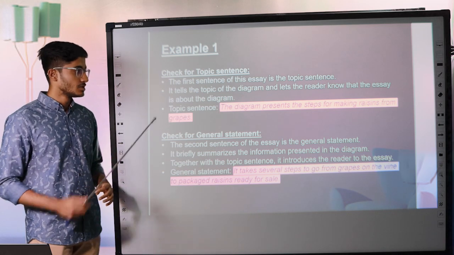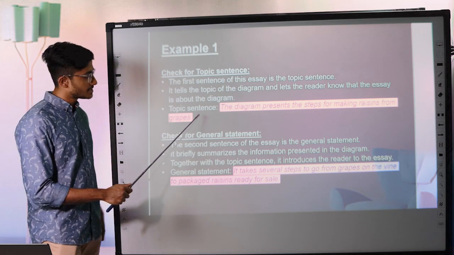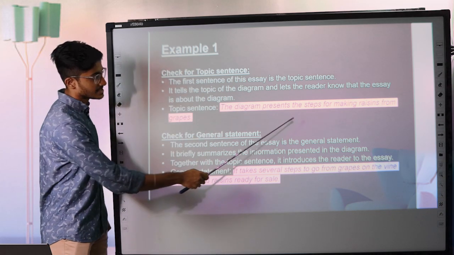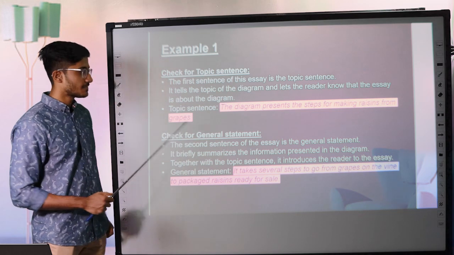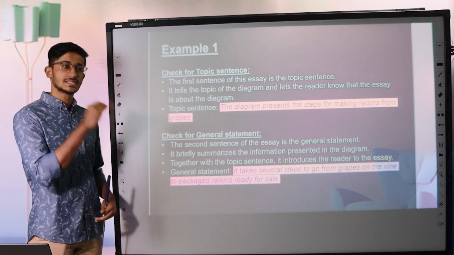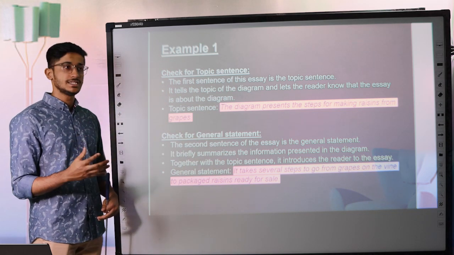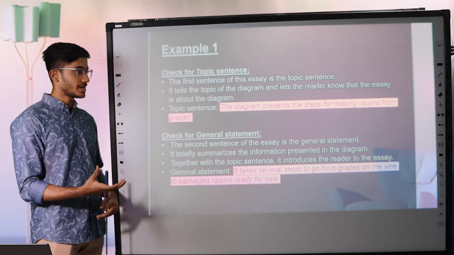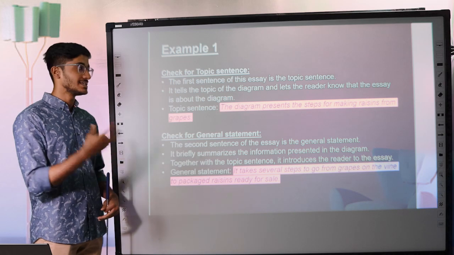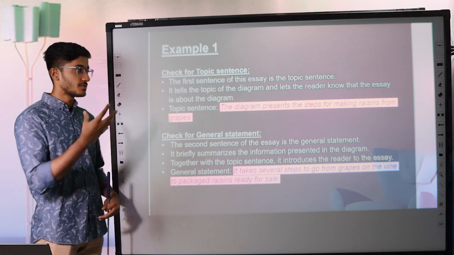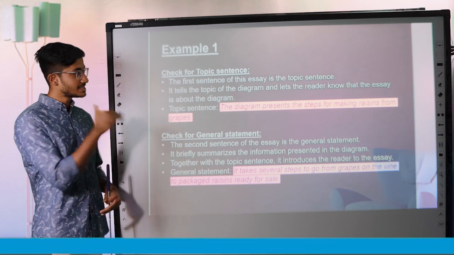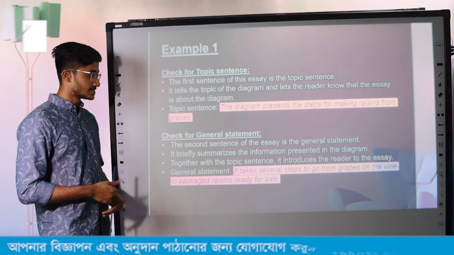If we take a look at this essay, the topic sentence is that the diagram presents the steps for making raisins from grapes. So this sentence gives the reader an idea of what the essay is about and what the diagram is demonstrating. So what is it demonstrating? It is demonstrating the steps for making raisins from grapes. So this essay has a proper topic sentence.